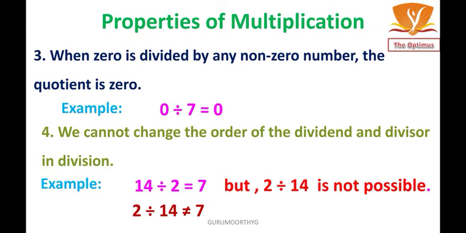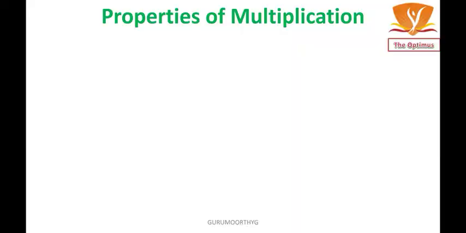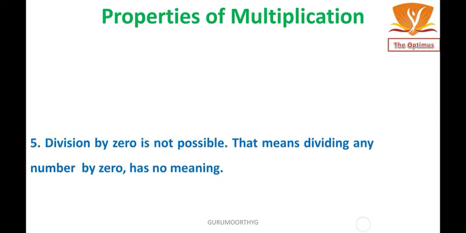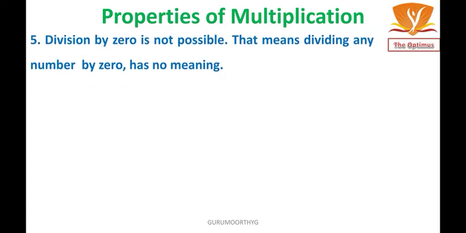Dear kids, I have 7 pencils. There is no student, but I want to distribute. Is it possible to distribute? No. That is property number 5. Division by 0 is not possible. That means dividing any number by 0 has no meaning.